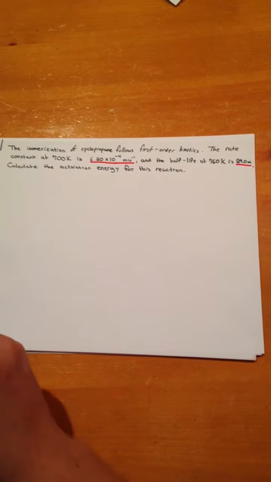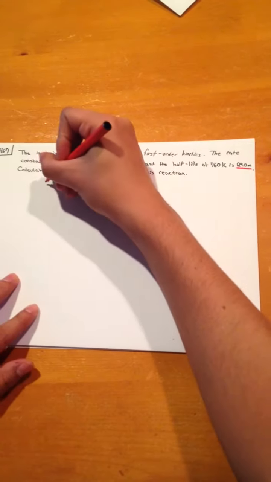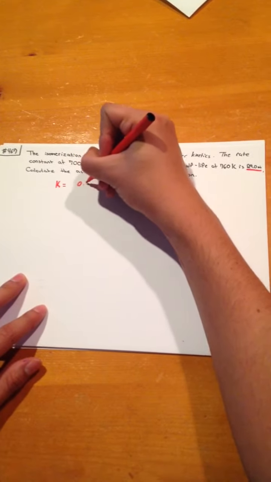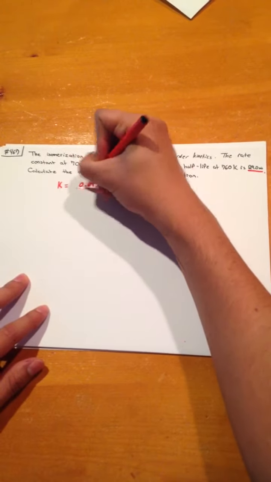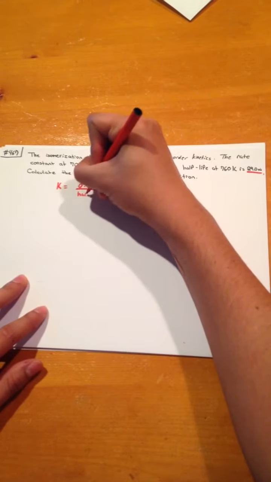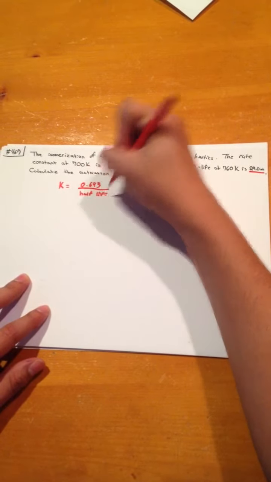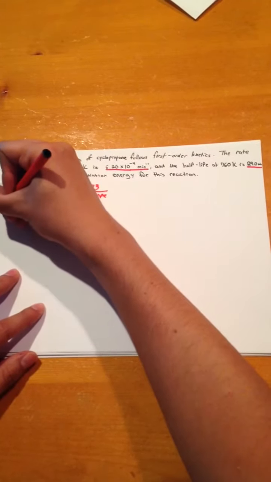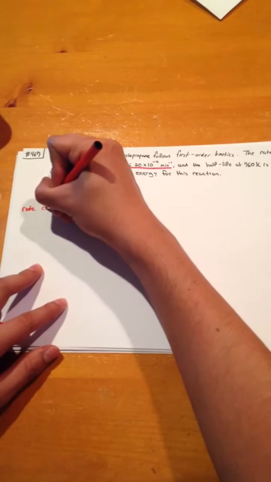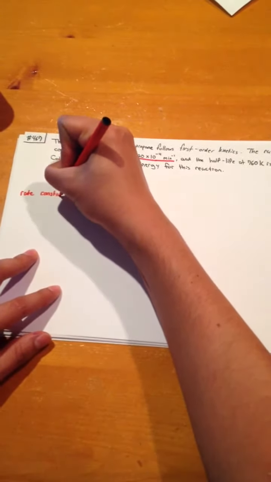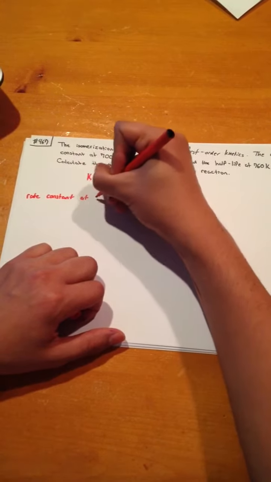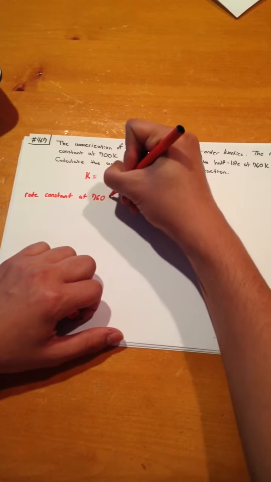But we're going to go ahead and start off. And just remember to find our k, it's going to equal 0.693 divided by half-life. And then we're going to use this and find our rate constant at 760 Kelvin.